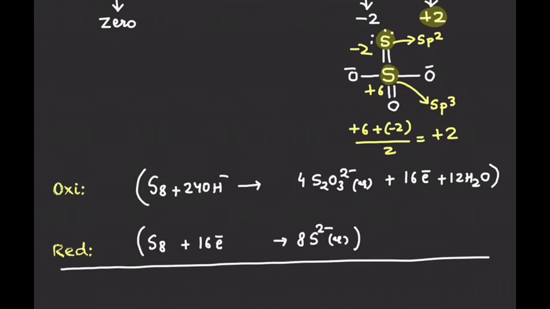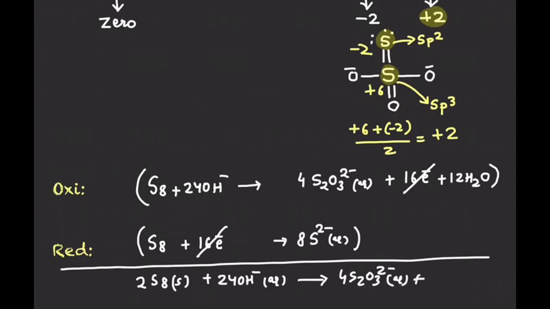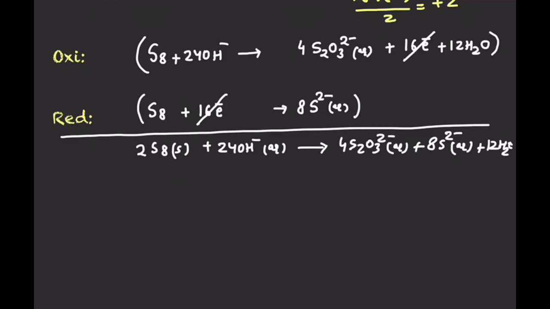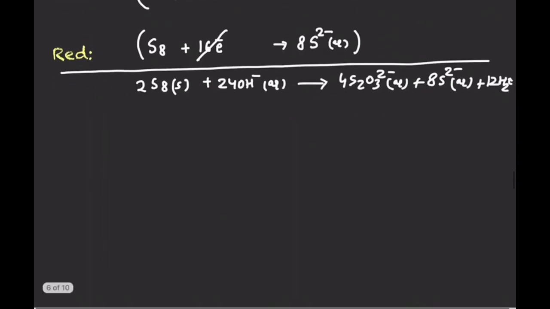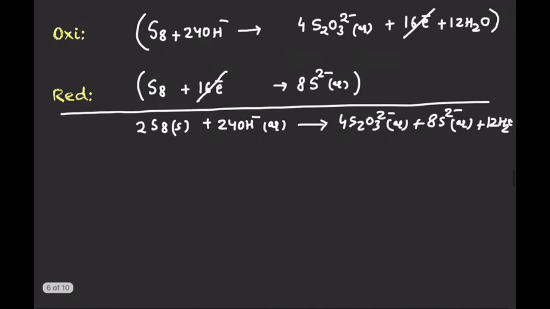If we add them, these electrons will cancel out and we can write that 2 S8 molecules in solid state plus 24 OH- ions in aqueous state will form 4 thiosulfate ions, S2O3 2- in aqueous state, plus 8 sulfide ions in aqueous state plus 12 water molecules in liquid state. From here, we can calculate the equivalent weight of sulfur participating in these 2 reactions, so we can write method 1.